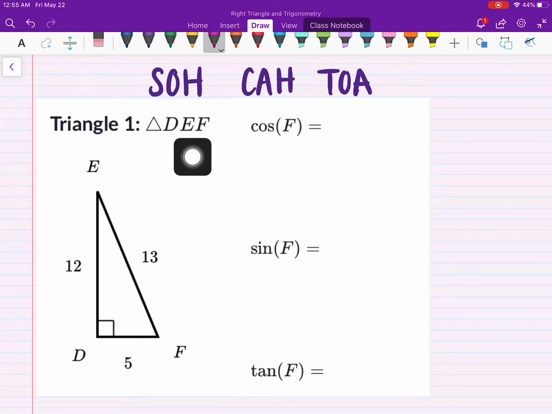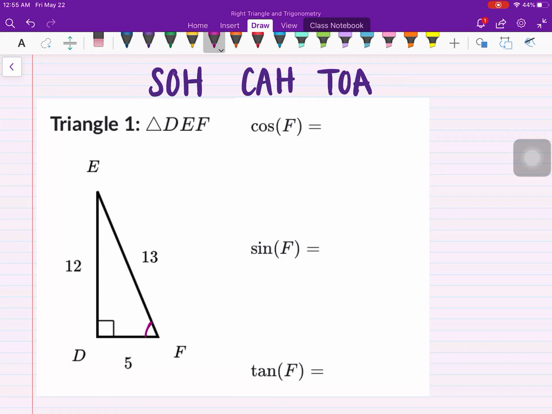Let's go ahead and get started on this next example. On this next example, we are given triangle DEF, and we're asked to find cosine, sine, and tangent. This is based off angle F, and here's our triangle. So let's go ahead and get started. I do want to start by first labeling what angle we're given. So we're basing that off angle F.